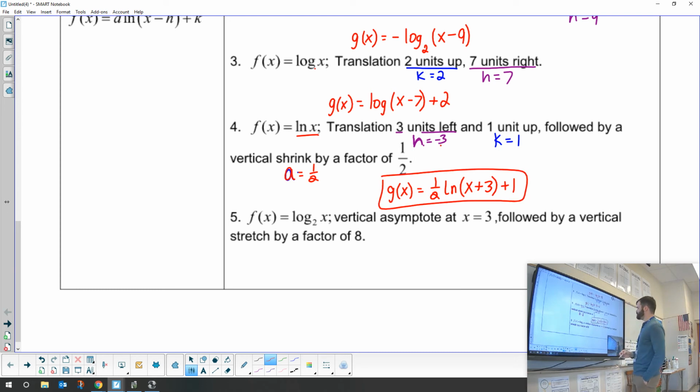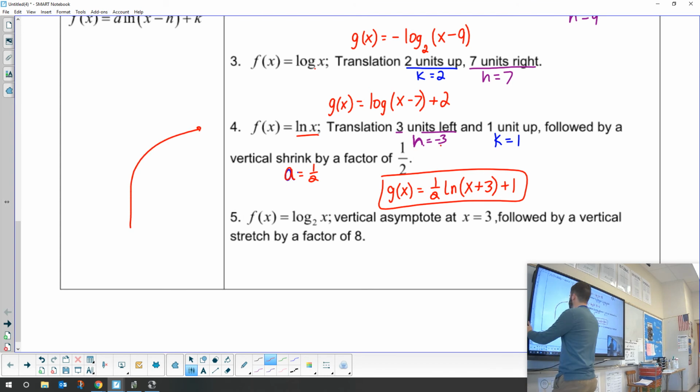All right, last one on this page, number 5, it says log base 2 of x. Okay, same thing as the one that we did previously. And then it says we have a vertical asymptote at x equals 3. Well, which one is that going to affect? To understand that, we have to talk a little bit about what my graph looks like for a logarithm. So the graph for a logarithm looks like this. It starts here and just kind of shoots up to the right. This is what a graph of a logarithm looks like.